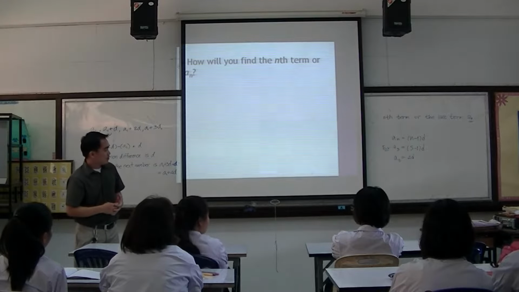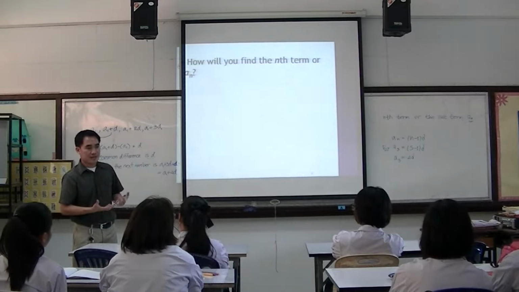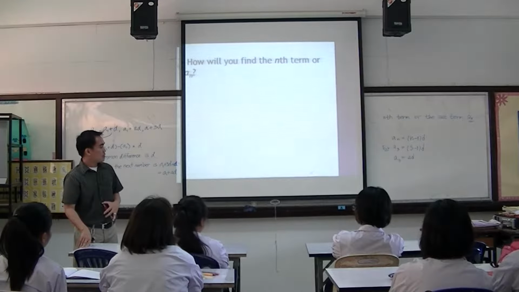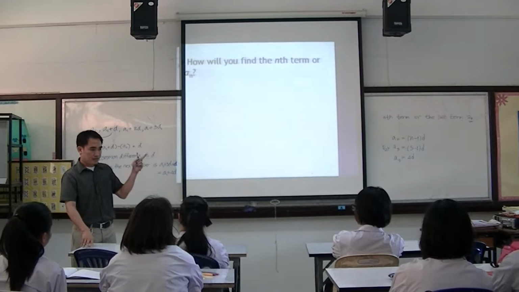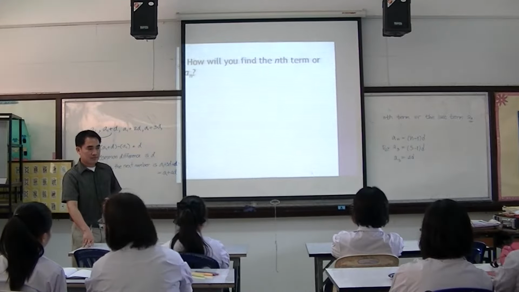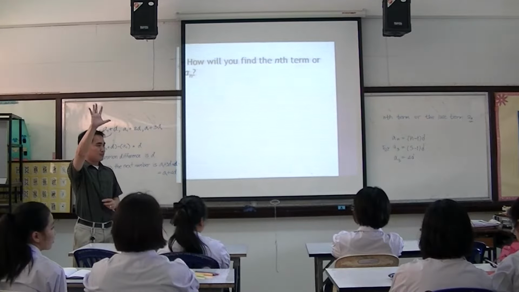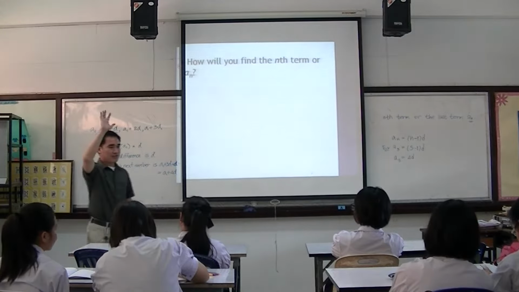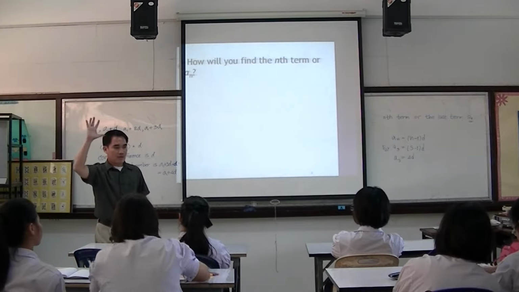John solved there. To get the last term, it's A sub n, or the nth term, is equal to n minus 1 times D. Is that complete? Will anybody give some comments or reaction? What is lacking there?